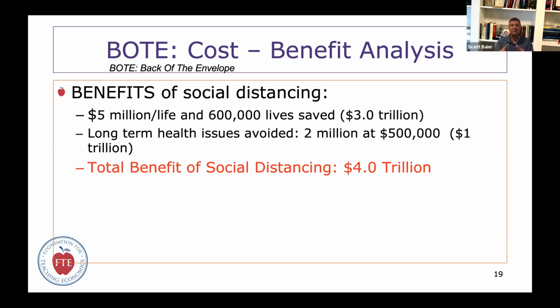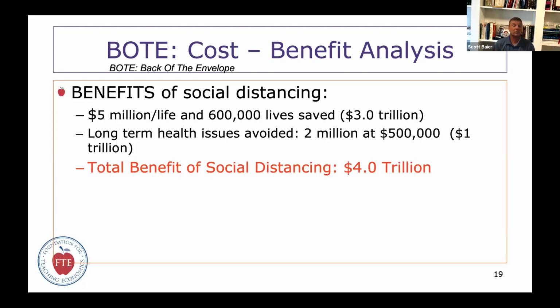So again, to shave things against social distancing, I'm going to give an even lower value of economic life, say it's only 5 million rather than the range of 7 to 14 million. Again, picking another number on the low end, that 600,000 lives are saved rather than the high end of 2 million. We can think of the value of lives saved as roughly 3 trillion.